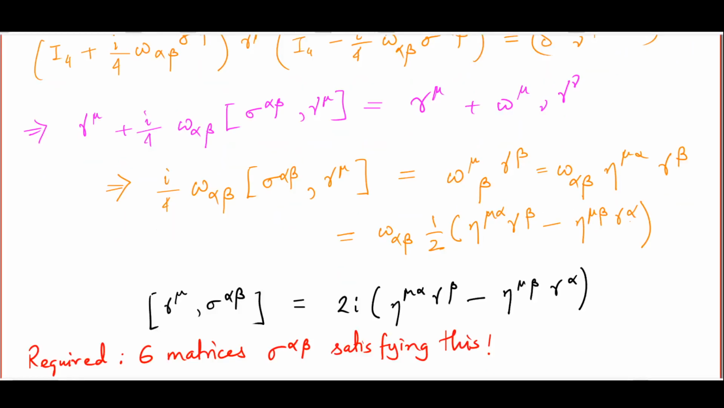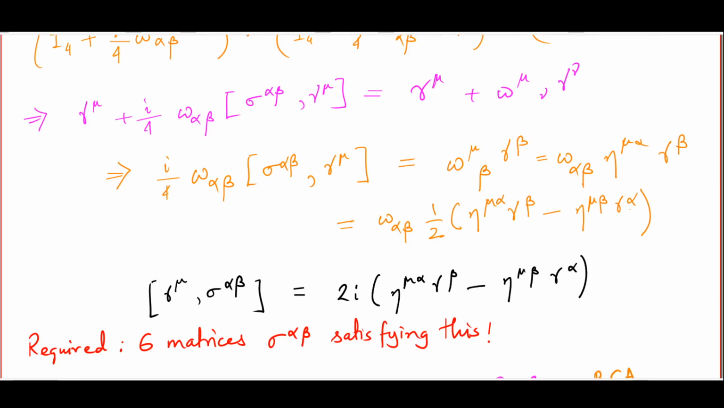Since the gamma matrices are all we have at this stage, it seems natural that we will try to build up the sigma alpha beta matrices out of the gamma matrices. There is one catch though. This one is a commutator relation, whereas the defining properties for the gamma matrices all involve anti-commutators. However, there is a very nice connection between commutators of products of operators with anti-commutators. Let me just remind you what that is.